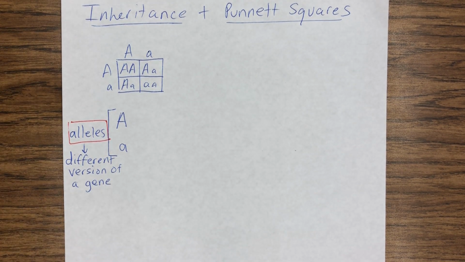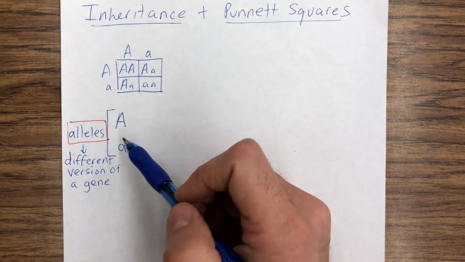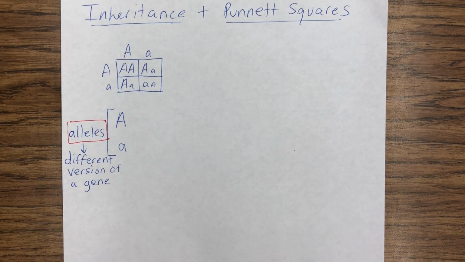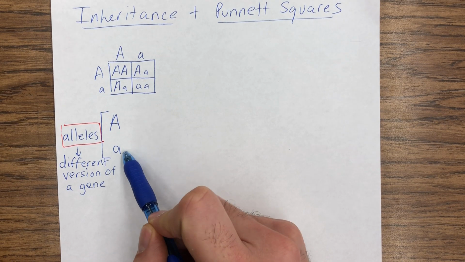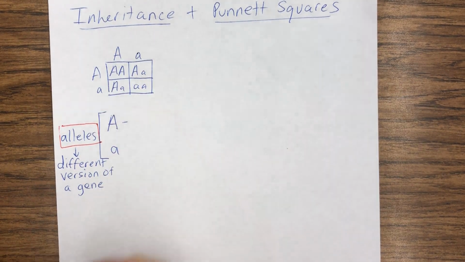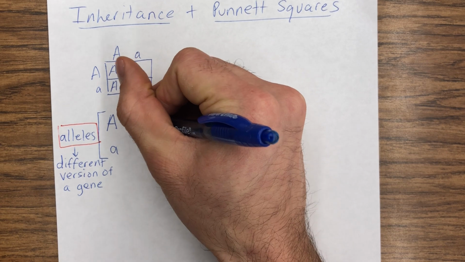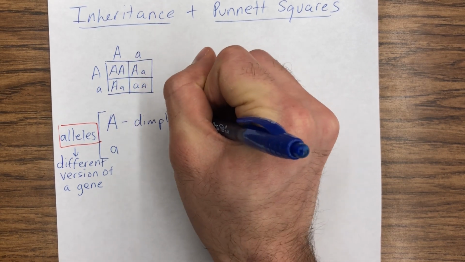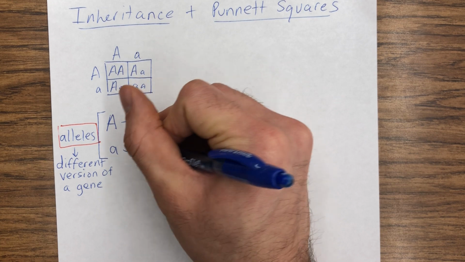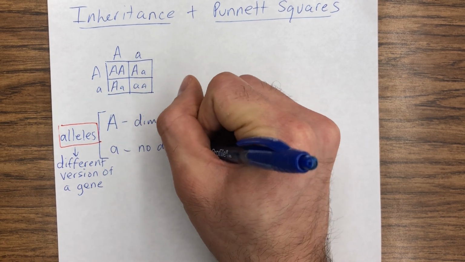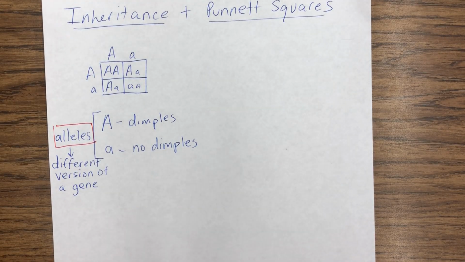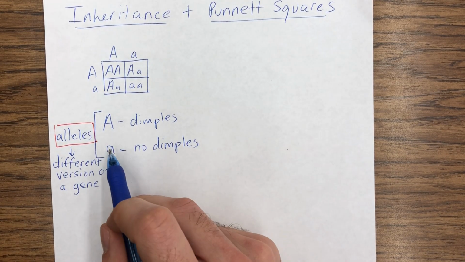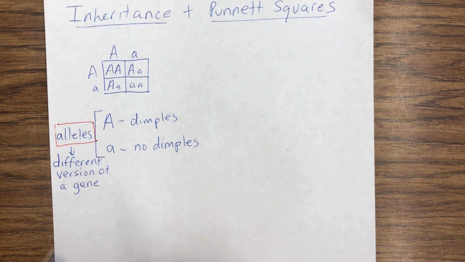So let's say, for example, big A and little a are the gene that gives you dimples or not. One of these is the version that gives you dimples, and one is the version of the gene that does not give you dimples. Let's say this one here gives you dimples, and this one gives you no dimples. Again, I'm just making this up, but this is how this works generally. You have a version of the gene that gives you one trait, and a version of the gene that gives you the other trait.